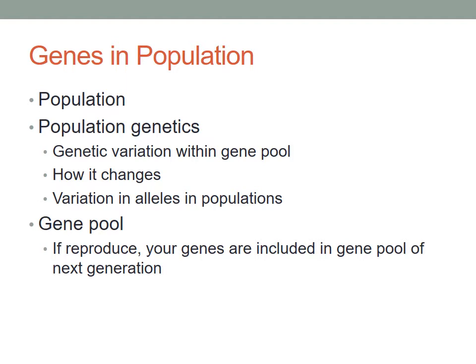To do this, we also need to consider the concept of a gene pool. Because a gene pool is, yes, the pool of genes or pool of alleles, but it's important to look at from a reproductive structure as well as from a conservation management structure. If you reproduce, your genes are included in the gene pool of the next generation. If you don't reproduce, your genes are not going to be included in the gene pool of the next generation. So an animal that dies off, if it didn't reproduce, its genes are not included. If an animal never finds a mate, its genes are not included. But those that do reproduce, their genes are included in the gene pool for the next generation.